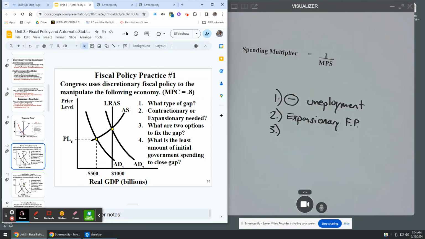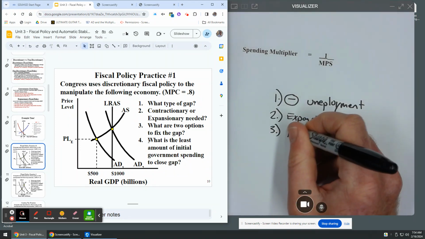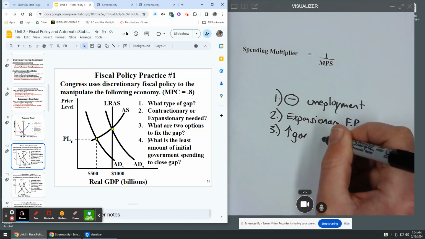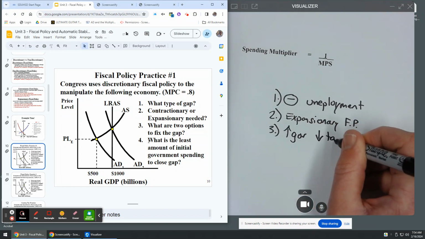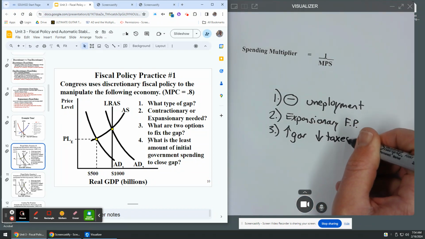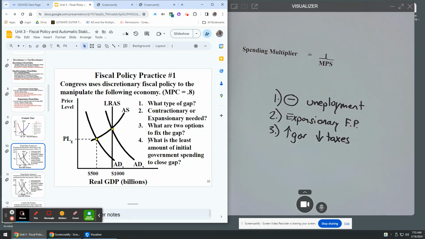So what are my two options? Well, now we're going a little further. I'm going to need to increase government spending or cut taxes. And the final question is, what is the least amount of initial government spending to close the gap? So how much do we need to spend to fix this negative output gap?